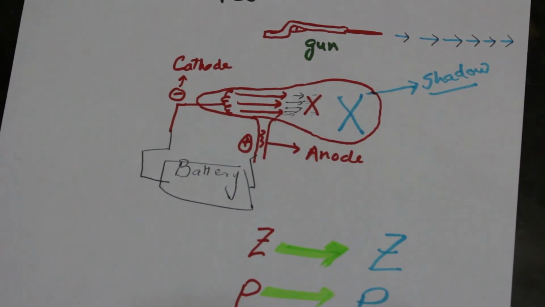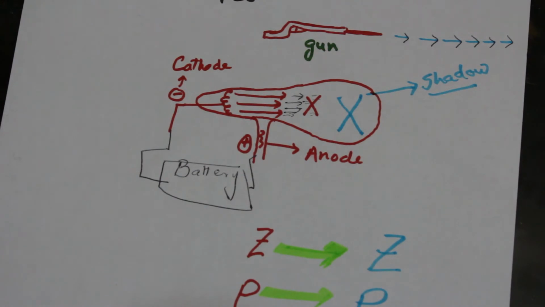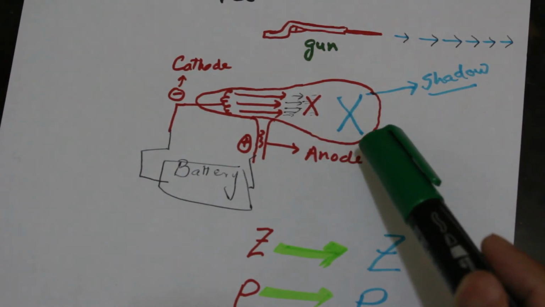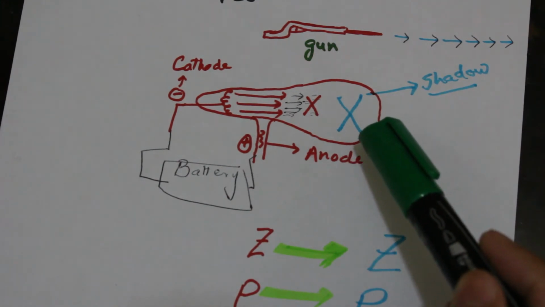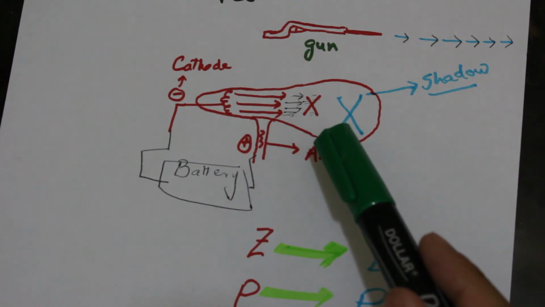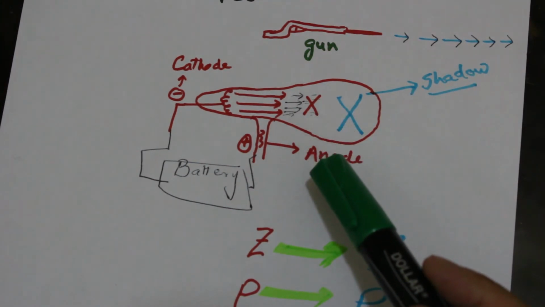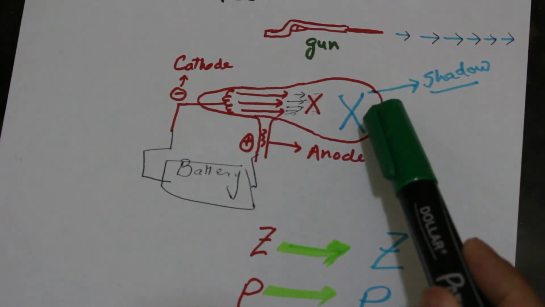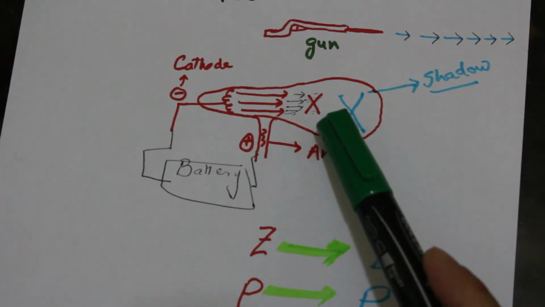Now if you place an object in the path of these rays, it will make the shadow of that object, which is represented by a blue color in this picture. It totally depends on the shape of the object you place in its path, because the shape of the object blocks some of the cathode rays from reaching this area. Look at the shape of this object, which is X.